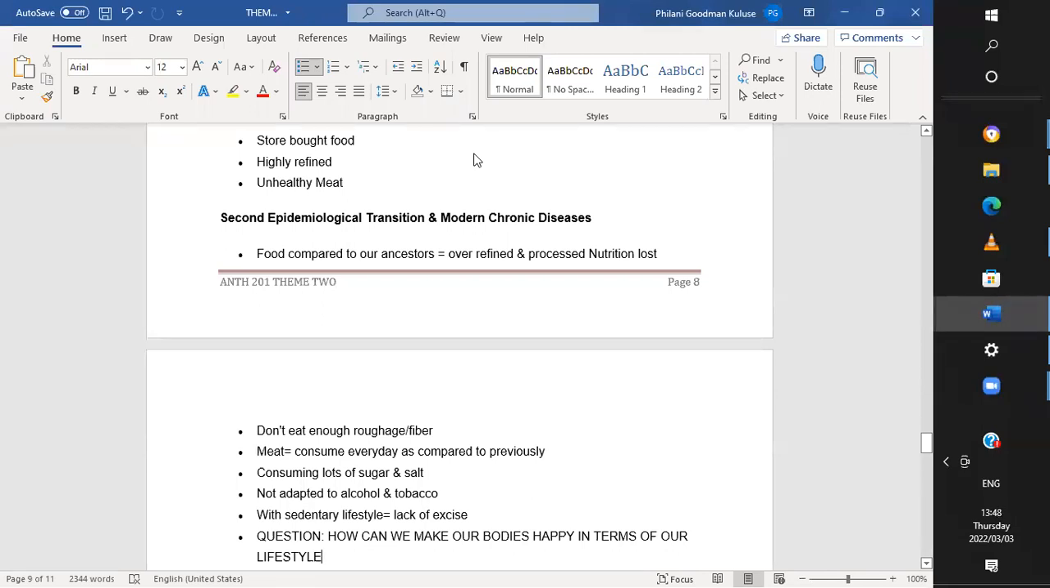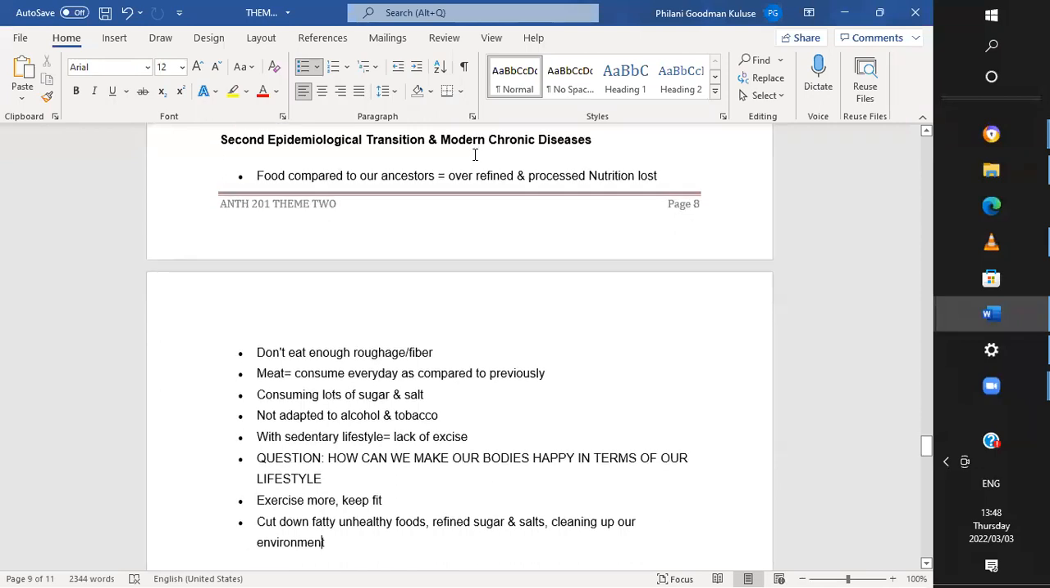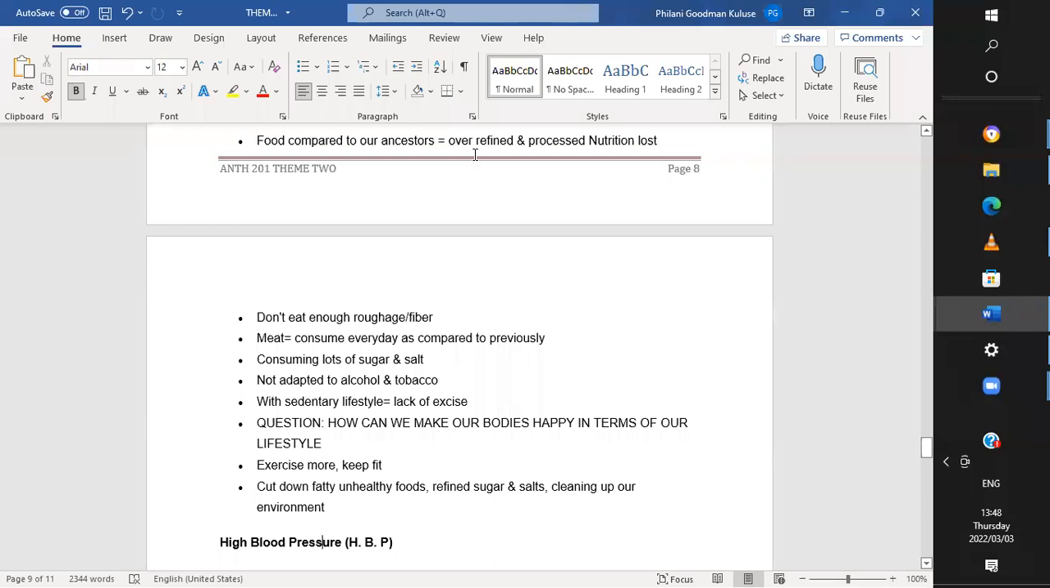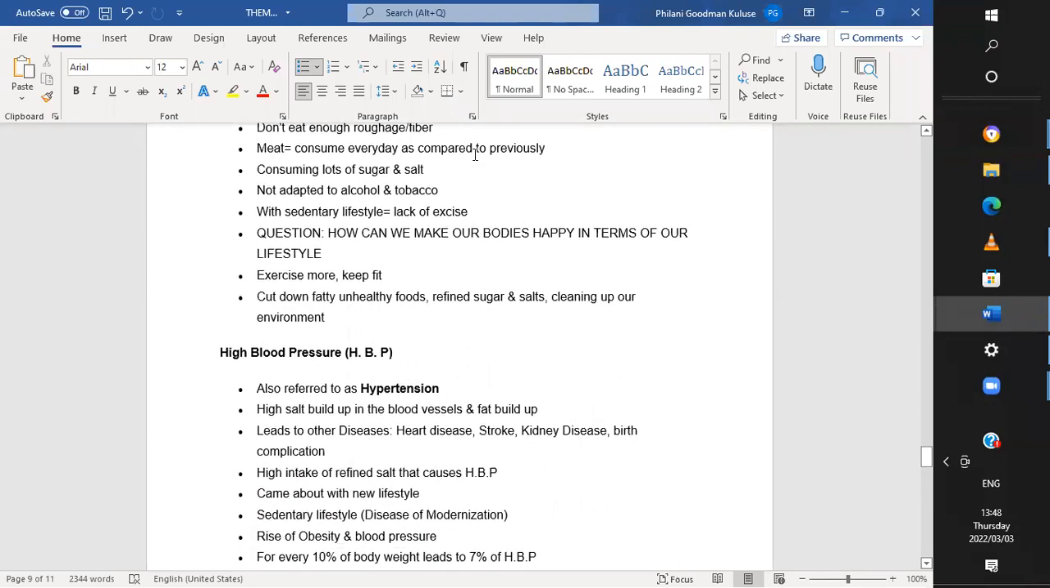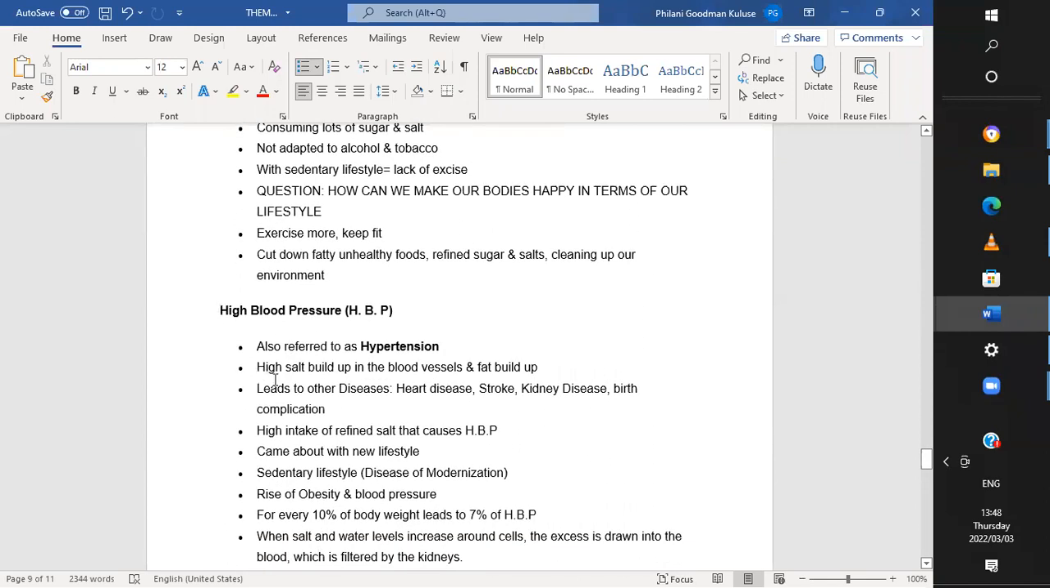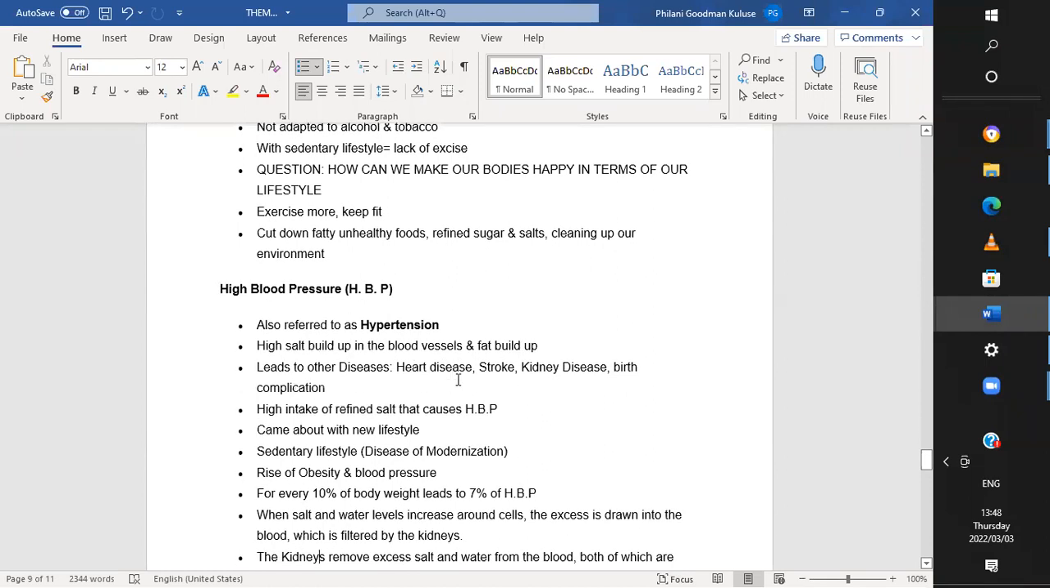Okay, second epidemiological transition and modern chronic disease. Yes, the second epidemiological transition had disease and not enough food, which then poses more pressure on the agricultural side, and more pressure on the environment, because if the agricultural side is impacted, they want more space, more environmental change, more illness and disease because of the habitat transformation. High blood pressure is introduced as part of the second epidemiological transition illness. High blood pressure, salt is a problem. As we can see here, high salt buildup in blood vessels and fat buildup lead to other diseases, heart disease, stroke, kidney disease, and bad complications.